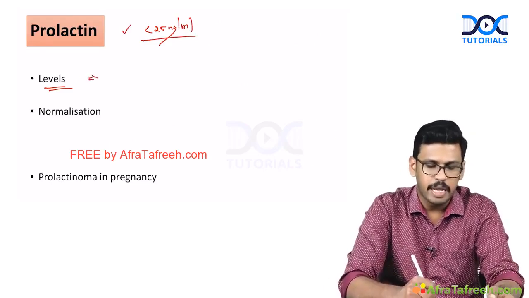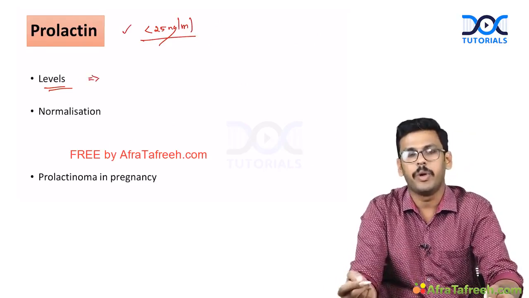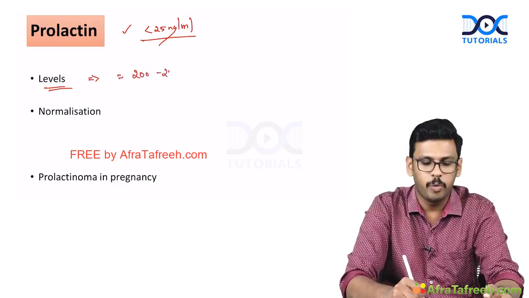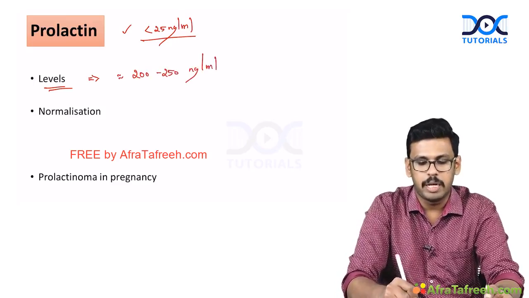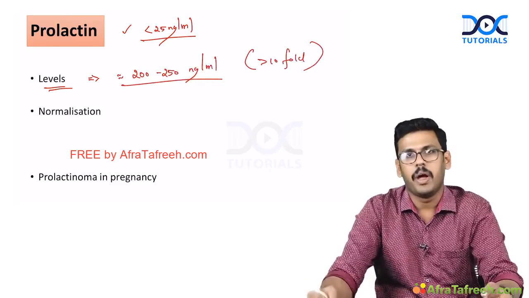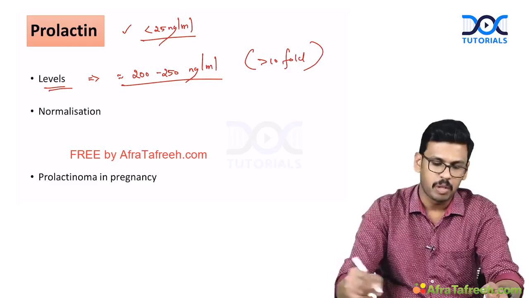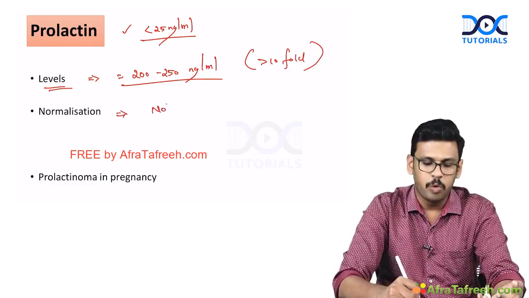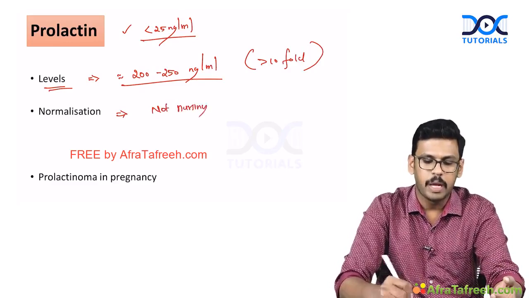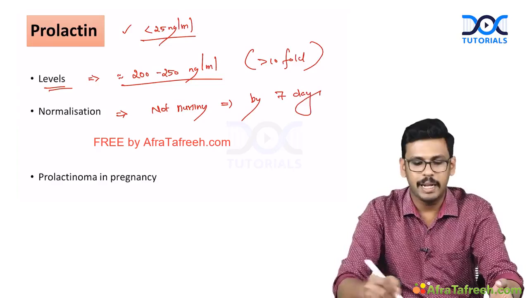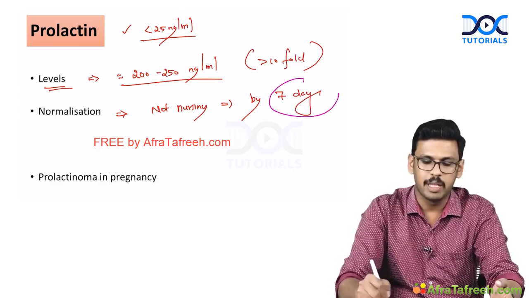But the levels increase more than 10-fold during pregnancy, so that the mean prolactin values would be around 200 to 250 nanogram per ml. It increases more than 10-fold compared to the non-pregnant female. And when will it normalize after delivery? In women who are not nursing, it normalizes by 7 days. For non-lactating women, it would normalize by 7 days.